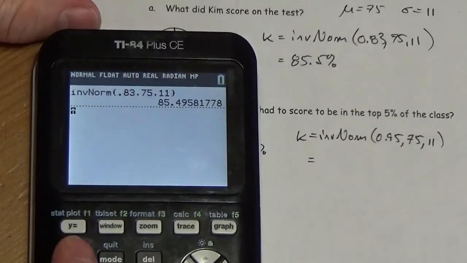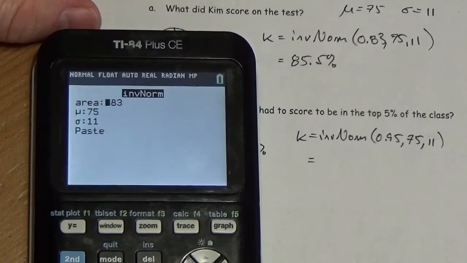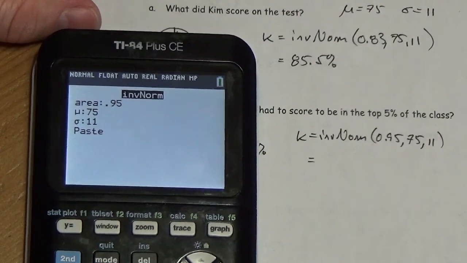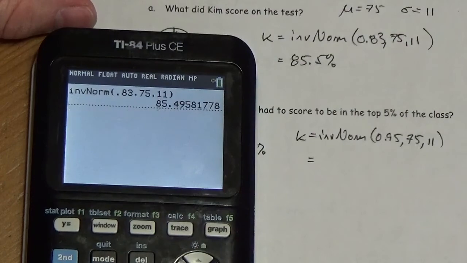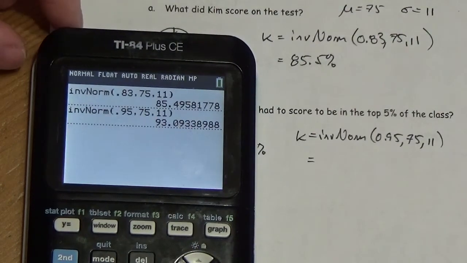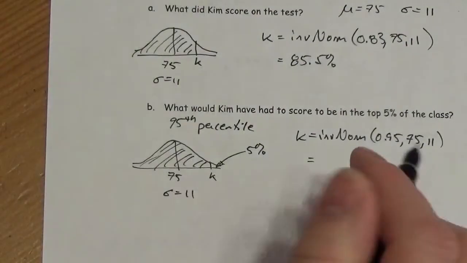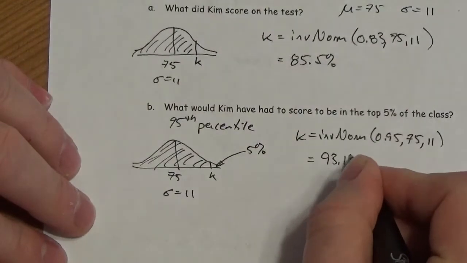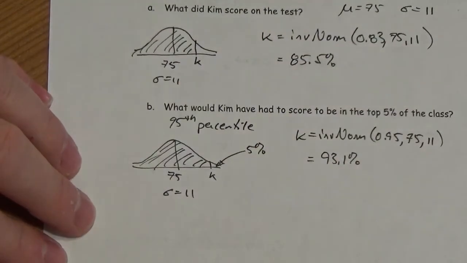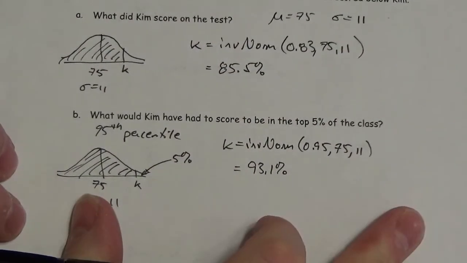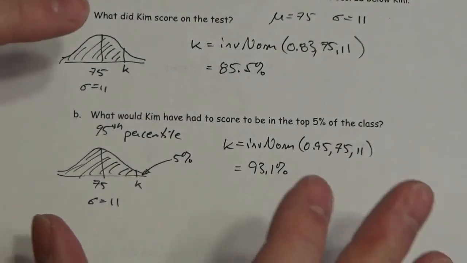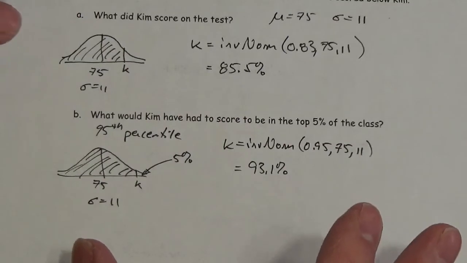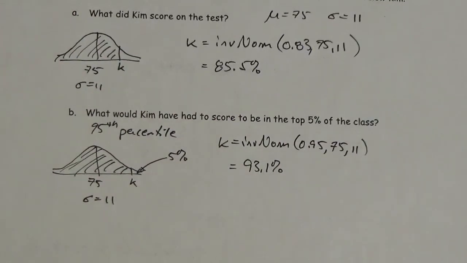So here we go. Inverse norm, 0.95 this time, 75 and 11. That's not going to change. And so she would have had to have gotten at least 93.1%, rounded to the nearest tenth. Okay? So I hope that gives you some idea of how these two tools in the calculator work, this normal CDF and the inverse norm feature.